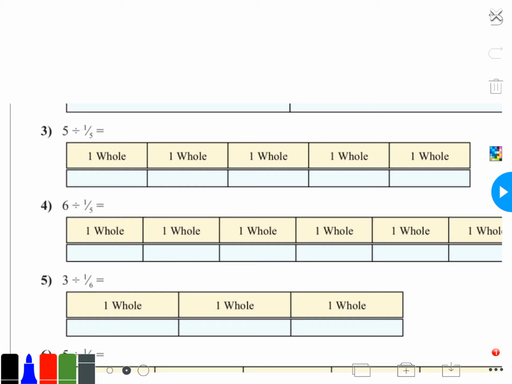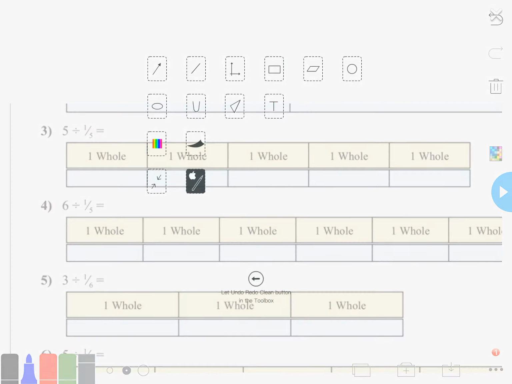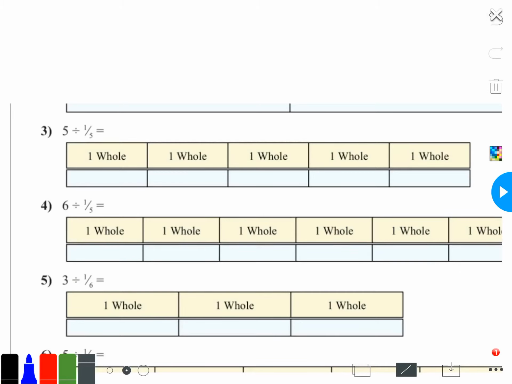So I'm just going to do a couple random ones off of this. This is the first page of it. The first one is 5 divided by 1/5. We're using the visual method here. To solve this, I had told y'all, imagine each one of these wholes is, say, a candy bar. So this right here would be a total candy bar. Excuse my messiness. And we're going to cut the candy bar into 5 pieces.